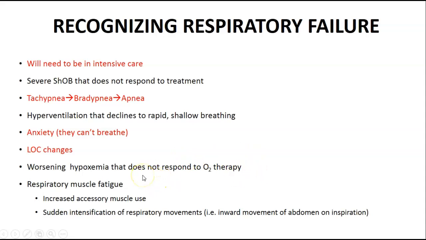Patients can have muscle fatigue and increased use of accessory muscles, and so this typically leads to a need for mechanical ventilation.